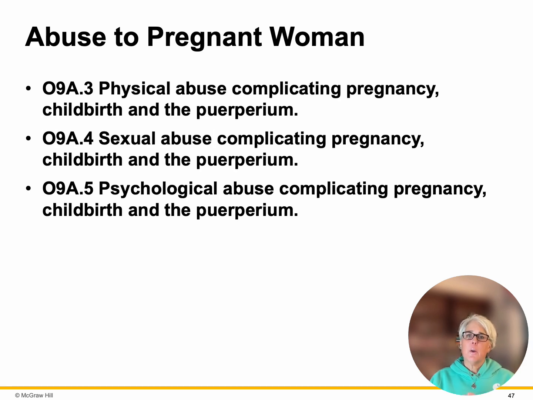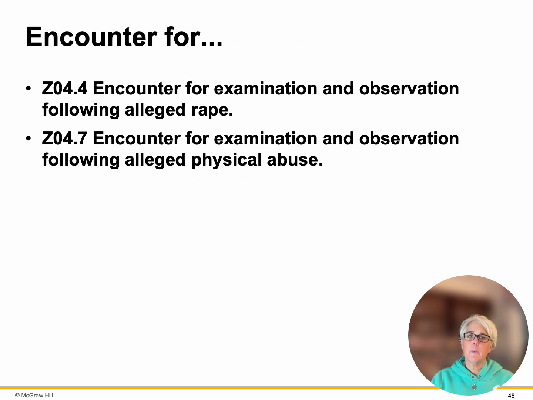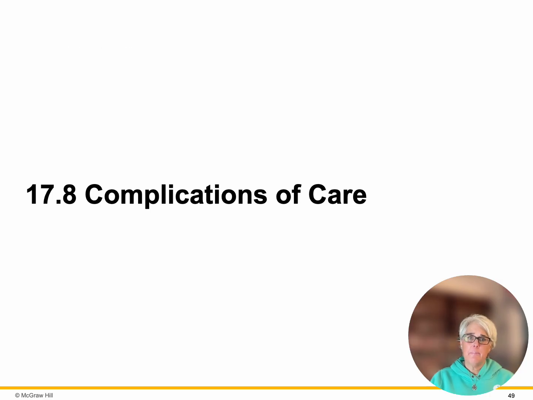For a pregnant patient, codes in the O9A.3 to O9A.5 range show physical, sexual, or psychological abuse complicating pregnancy, childbirth, or the puerperium. These codes highlight that the abuse is affecting not just the mother, but also the outcome of the pregnancy. Z04.4 and Z04.7 capture encounters for examination and observation after alleged rape or alleged physical abuse. These are used when the purpose of the visit is assessment and observation rather than treatment for a specific injury.